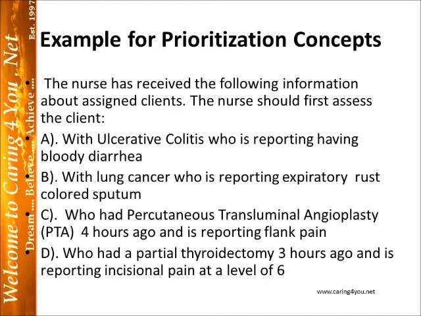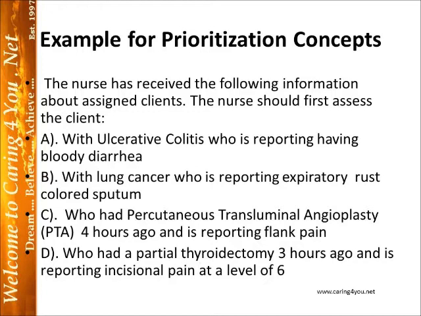Now, when your disease becomes acute, you might want to pick it. Like if they had ulcerative colitis, 4 bouts of bloody diarrhea in 6 hours, you may want to pick it. But in this case, you don't pick it because we never pick the symptom of the disease. B. With lung cancer who is reporting expiratory rust-colored sputum. Again, symptom of the disease. Don't pick it, especially if it's viral, right? So let's look at C.